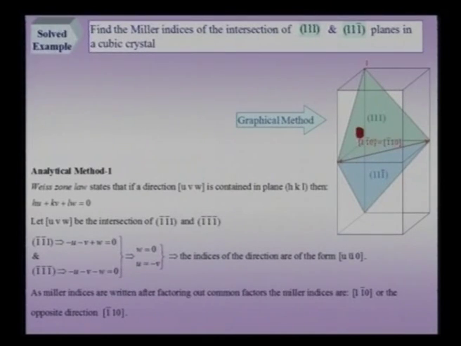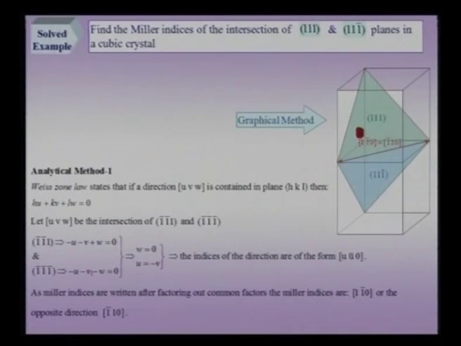Now let me go through the Weiss zone law once more. If my direction UVW is a common direction between the two planes I am considering, and I, just for the sake, invert the signs of these two planes, instead of the 1 plane I consider the 1 bar plane, and instead of the 1 plane I consider the 1 bar 1 plane, which is not going to alter the solution as I want to show you. Now I take into account that this direction is common to both these planes, and I apply it first to the first plane and then to the second plane.